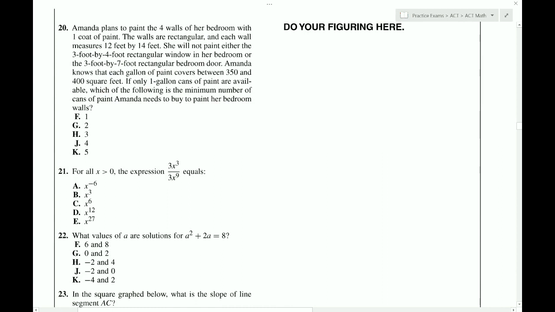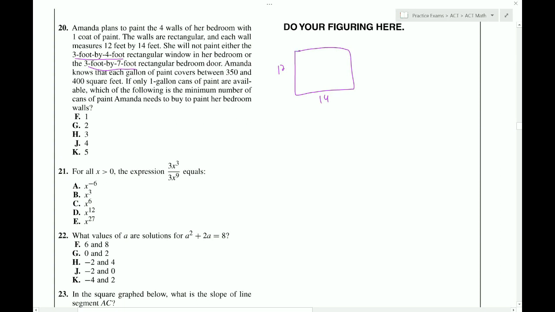Amanda plans to paint the 4 walls of her bedroom with 1 coat of paint. The walls are rectangular and measure 12 by 14. She will not paint either the 3 by 4 foot rectangular window or this 3 by 7 foot door.